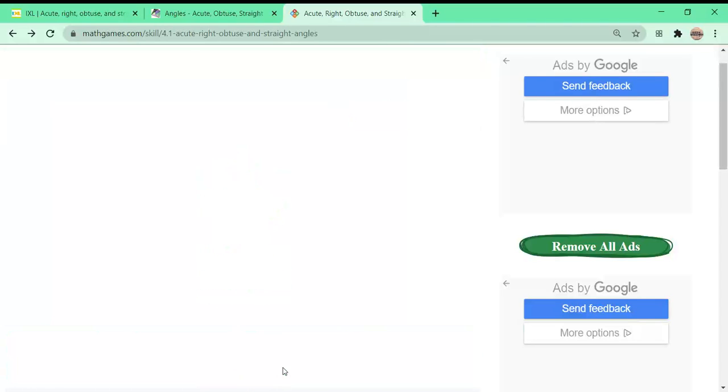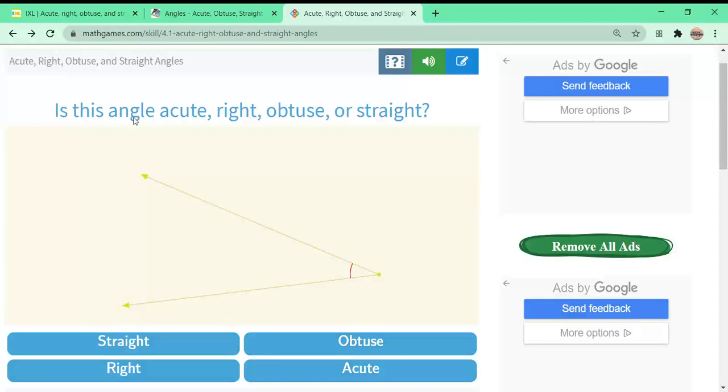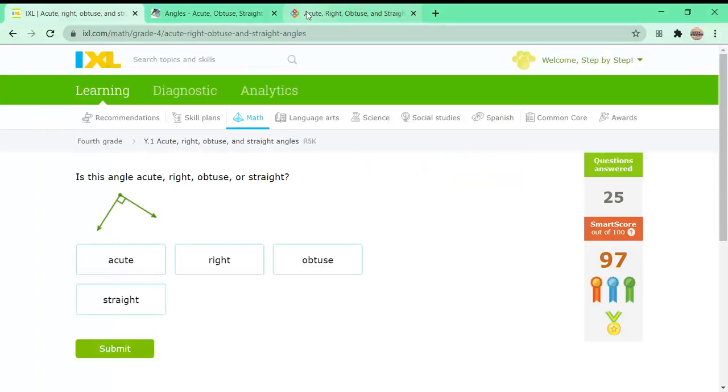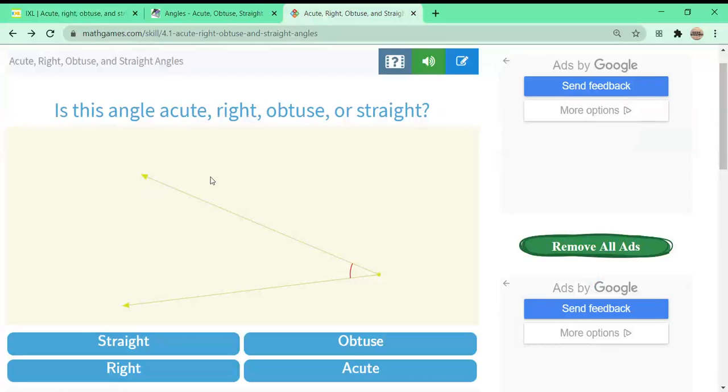Awesome. Is this angle acute, right, obtuse, or straight? As we know, this is of course acute, like we said. An acute angle is less than 90, so it has to be smaller than a right angle. So this is definitely smaller than a right angle. So this is definitely acute.